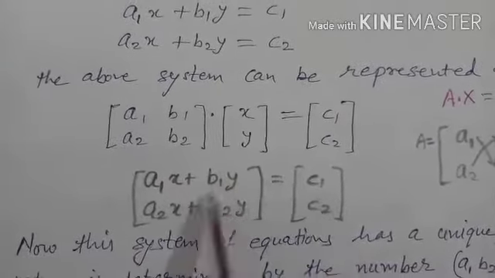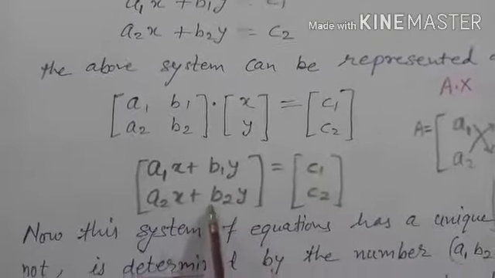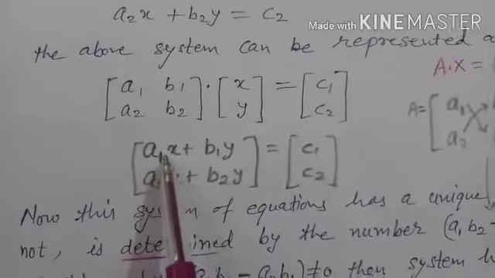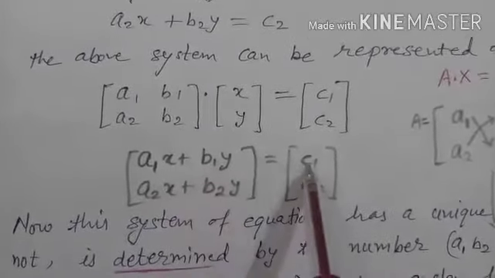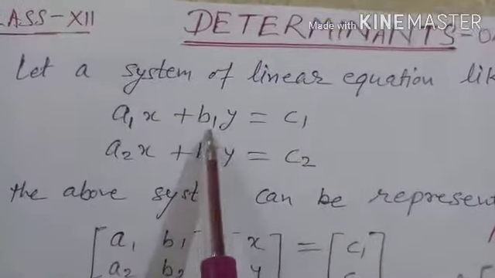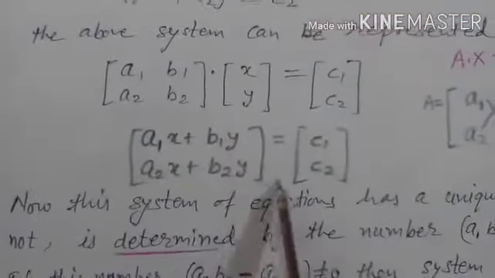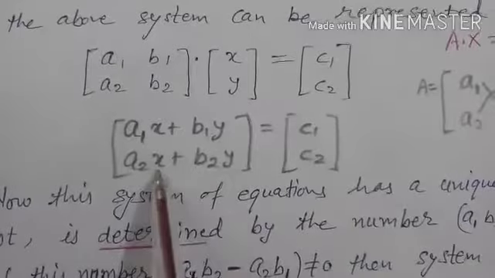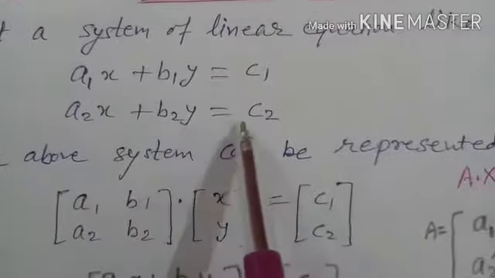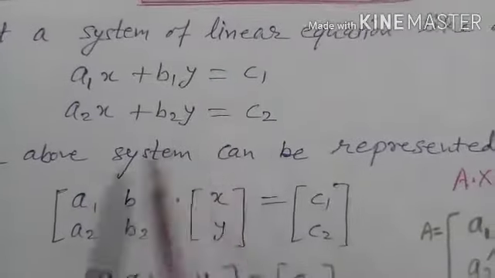Now compare these two matrices, first element by first and second element by second. So the first element is a1x plus b1y, which is equal to c1. So this is our first equation, a1x plus b1y equal to c1. Now when we compare the second element, a2x plus b2y is equal to c2. So this is the second equation.